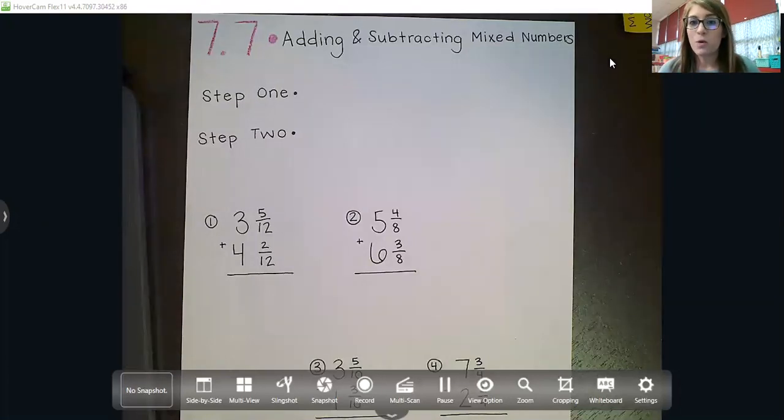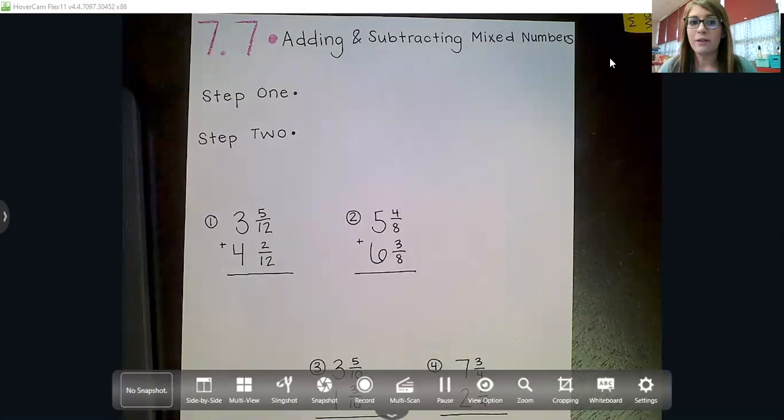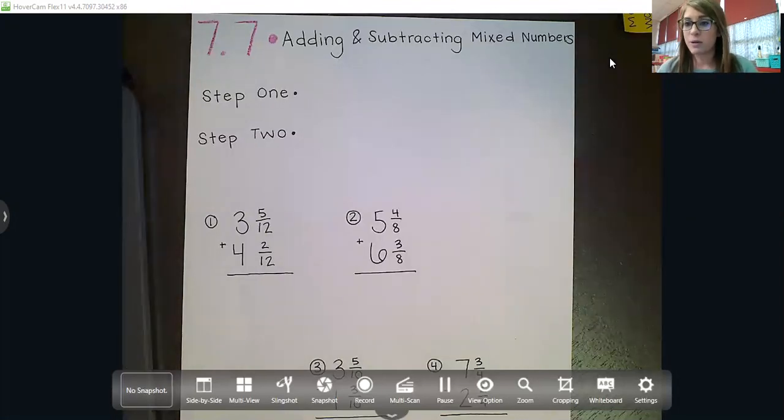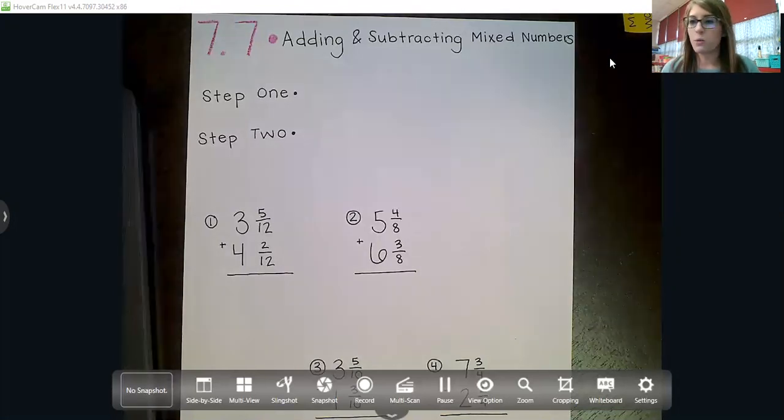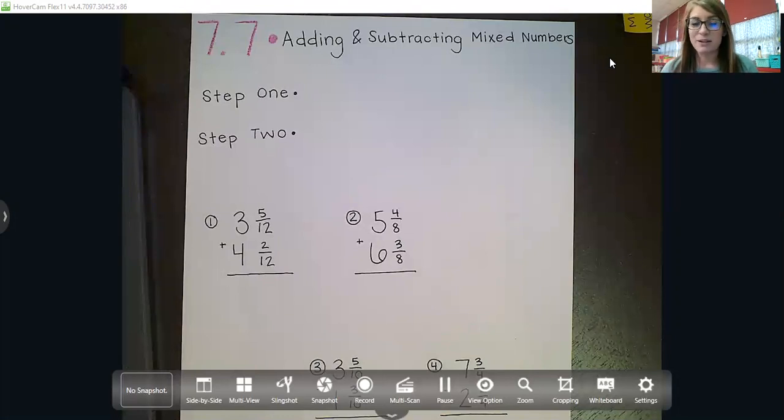7.7. Today we are working with adding and subtracting mixed numbers. All right, two steps, really simple. Remember, the first rule of adding and subtracting fractions, mixed numbers, anything like that is our denominators have to be what? The same. Very good. Luckily for you, in chapter 7, we are not dealing with any unlike denominators, so you do not have to worry about that just yet. But you do need to remember that rule that we cannot add or subtract fractions unless the denominators are the same. Alrighty, so when we are adding and subtracting mixed numbers, there are two things you have to remember.